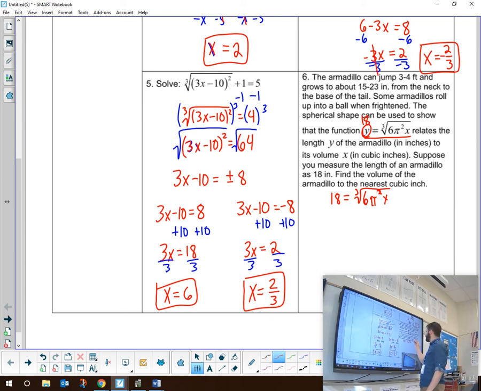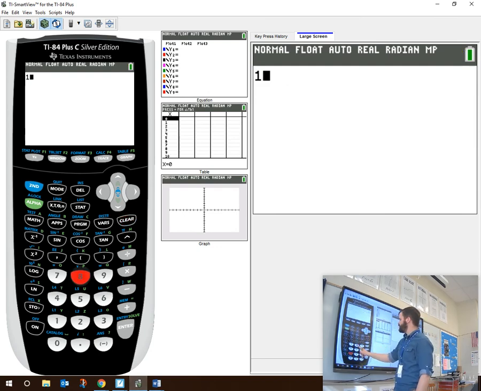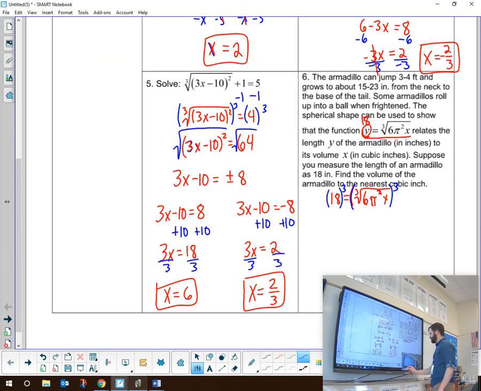All right, so first thing, isolate my cube root. Well, it's already isolated, so we're going to raise to the power of the index. So I'm going to raise both sides to the power of 3. Now, 18 to the power of 3 is a really big number. Use your calculator for this. Remember, on your calculator, you can say, okay, 18, and then we have that power button right there. 18 to the power of 3 is 5,832. So there you go. We have 5,832 equals 6 pi squared x.